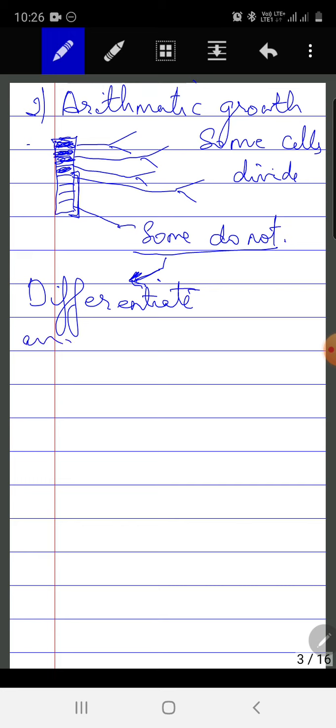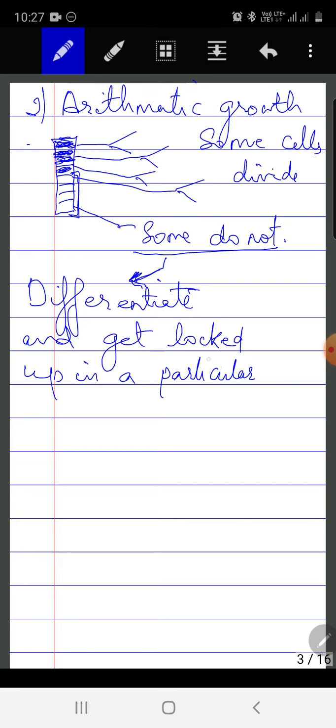And get locked up in a particular state, which means that they have become permanent and then they would not change. Like the nervous cells, the neurons, the muscle cells, such cells do not divide.